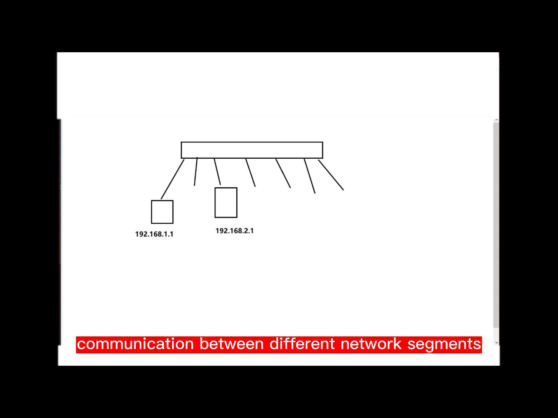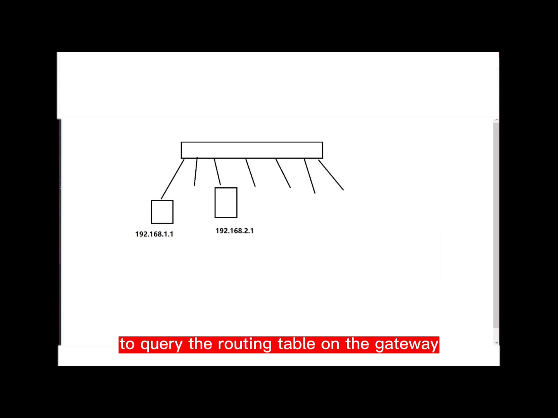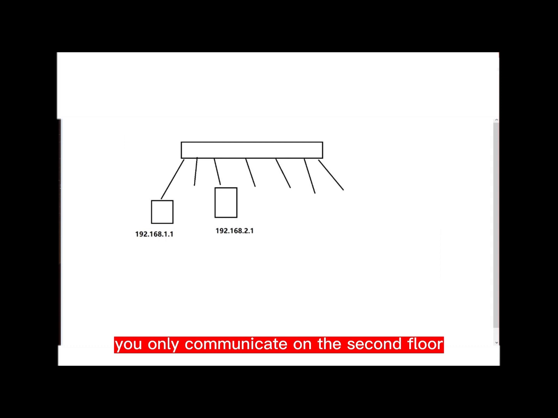So everyone should know, communication between different network segments means unicast failure. You visit 192.168.2.1 from 192.168.1.1. This is called unicast communication. Then it is the three-layer routing and forwarding: according to the destination IP 2.1, query the routing table on the gateway, then forward. It is a unicast forwarding. If the unicast goes cross-network segment, and you only communicate on the second floor and do not configure a gateway for it, this is absolutely not going to work.